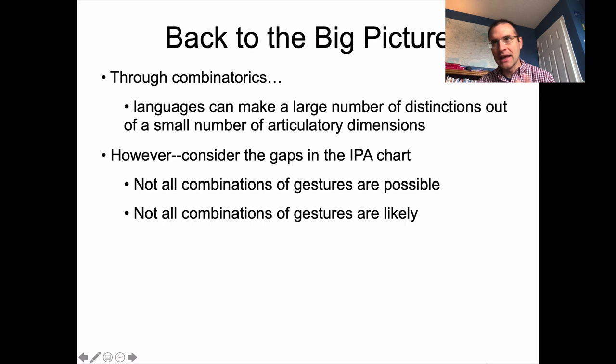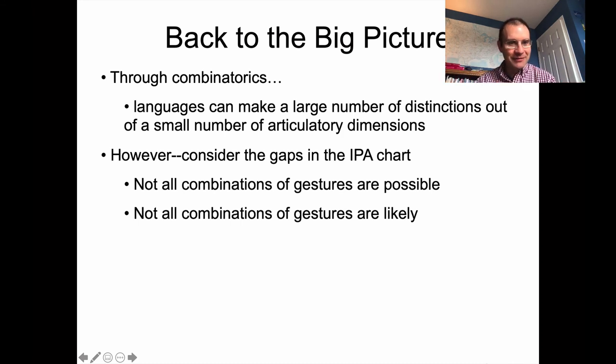And we don't have all the sounds in any one given language, but we can produce a huge number if we start to tweak all the different features and see what kind of combinations we get. But remember, there are gaps in the IPA chart, so not all combinations of gestures are possible, and not all combinations of gestures are likely either. So like I said before, this is not phonology. You can't just do this willy-nilly and see how everything shakes out in a formal way.